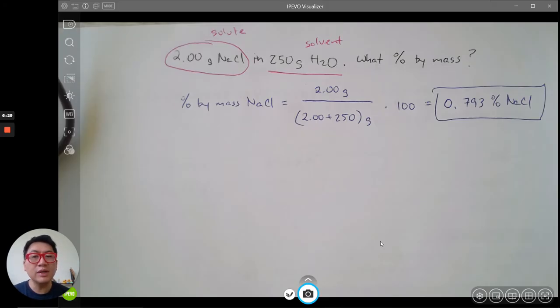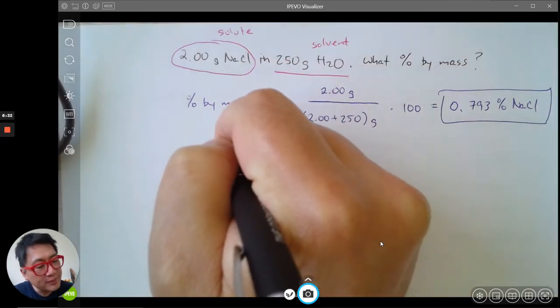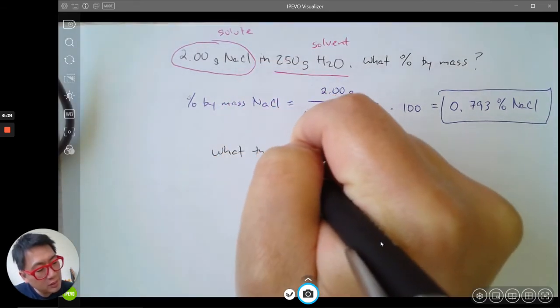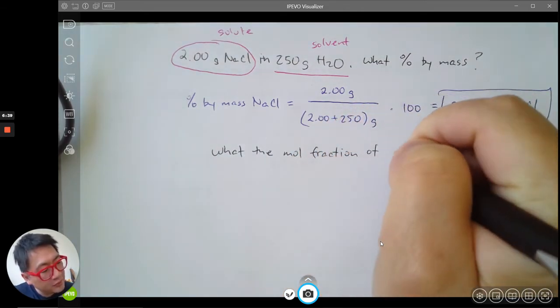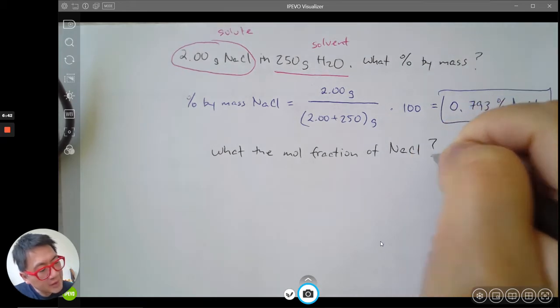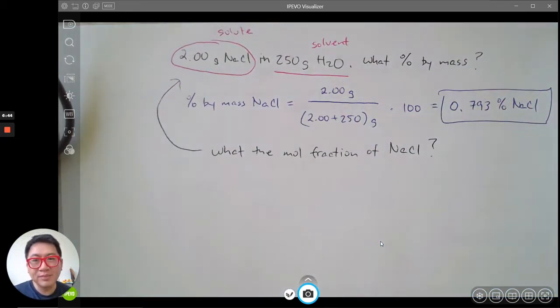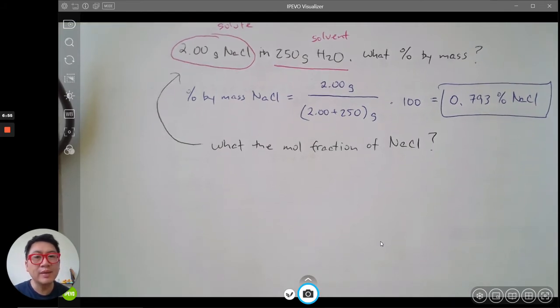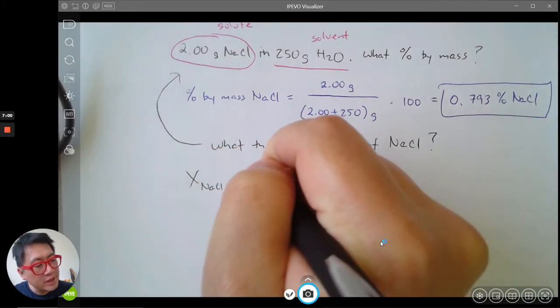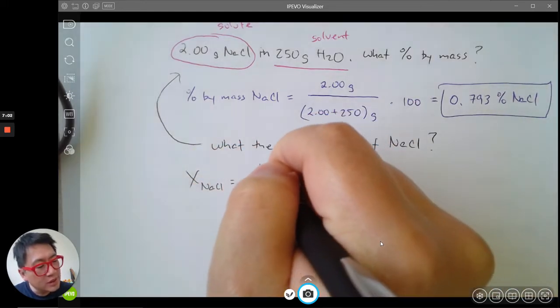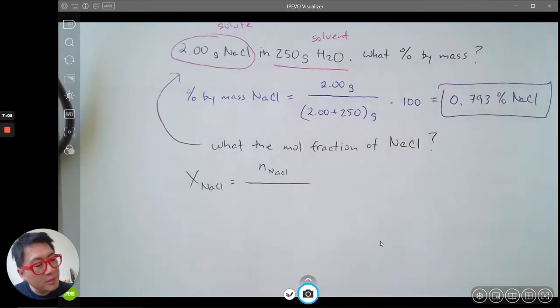So if I want to figure out the mole fraction, what is the mole fraction of salt in that problem? Okay, I'm just drawing an arrow: you have 2 grams of salt mixed in 250 grams of water. What is the mole fraction? Well, the mole fraction of sodium chloride will equal the number of moles, N stands for moles, moles of salt divided by the moles total.